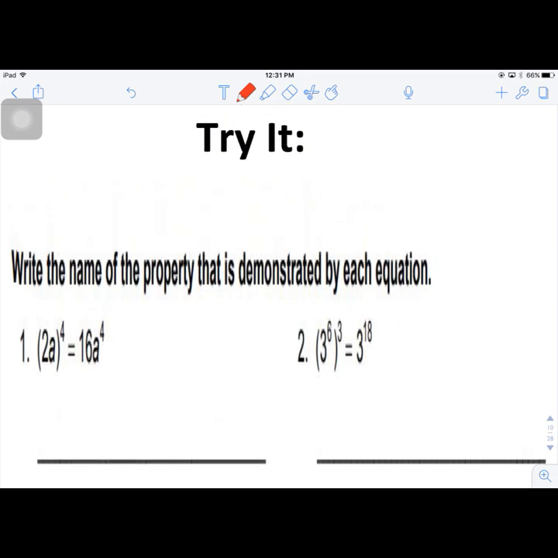In the Triad problems, we're going to be naming the property that is demonstrated in each equation. So in the first one, we can see that we have a product of two numbers, 2 times a, and then the next step is we distribute the fourth power, which is how we get 16 and then a to the fourth. The property that is used is the power of a product.